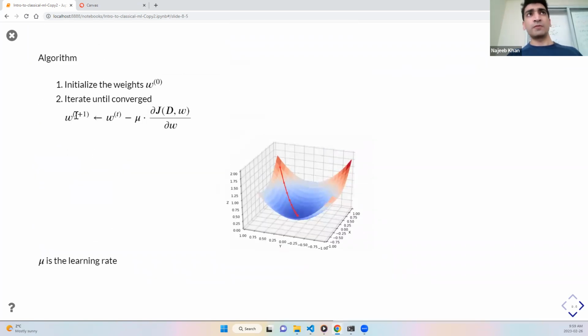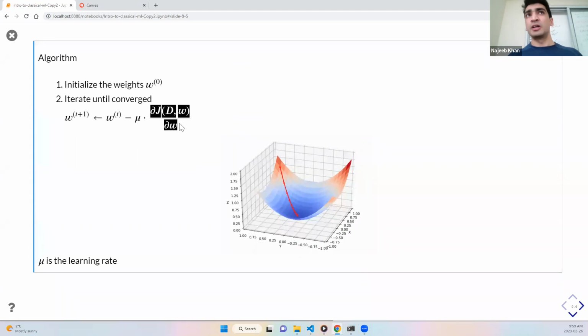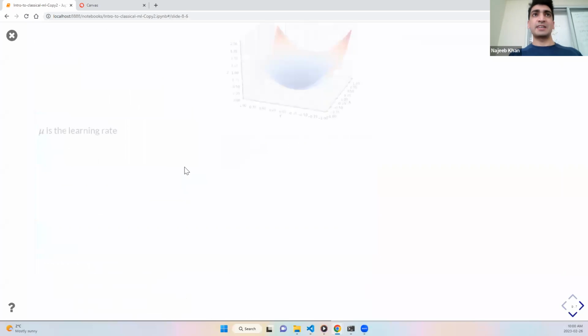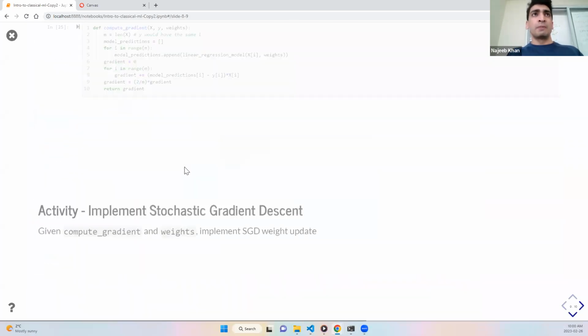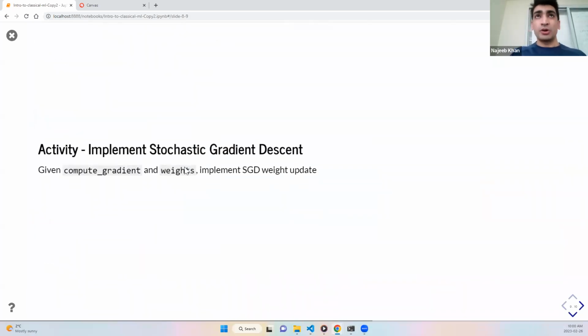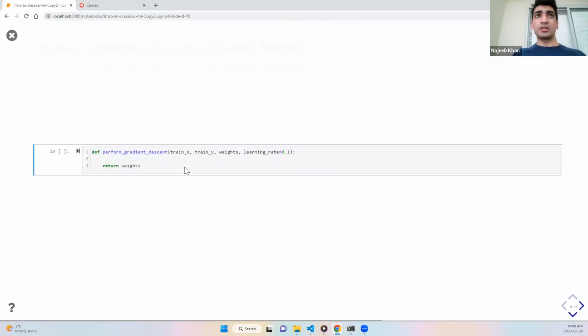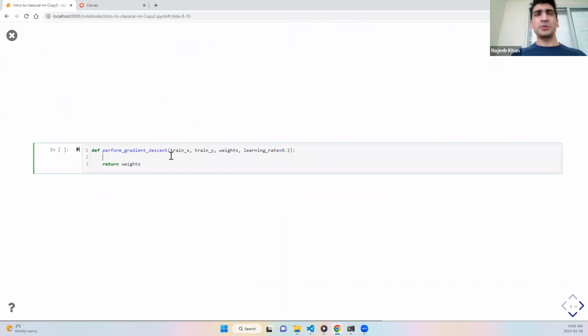What we need to look at is this gradient descent iteration. The new weights are equal to the previous weights minus mu times the gradient. And so now our next task is to implement the stochastic gradient descent algorithm. And that's here. So it's easy because we have all the components now.